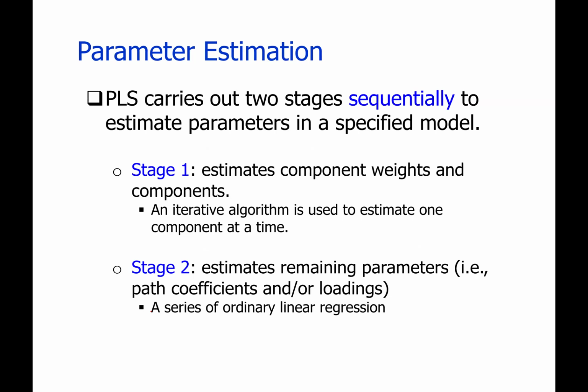Consequently, PLS carries out two stages sequentially or separately to estimate all parameters. I'm not going to explain the primary estimation of PLS in detail. This is not the PLS workshop. But simply put, in the first stage, PLS estimates component weights. Once you know the component weights, you can also estimate the components. So in the first stage, it estimates weights and components. Then, given these components, in the second stage, PLS estimates the other parameters, such as path coefficients and loadings.